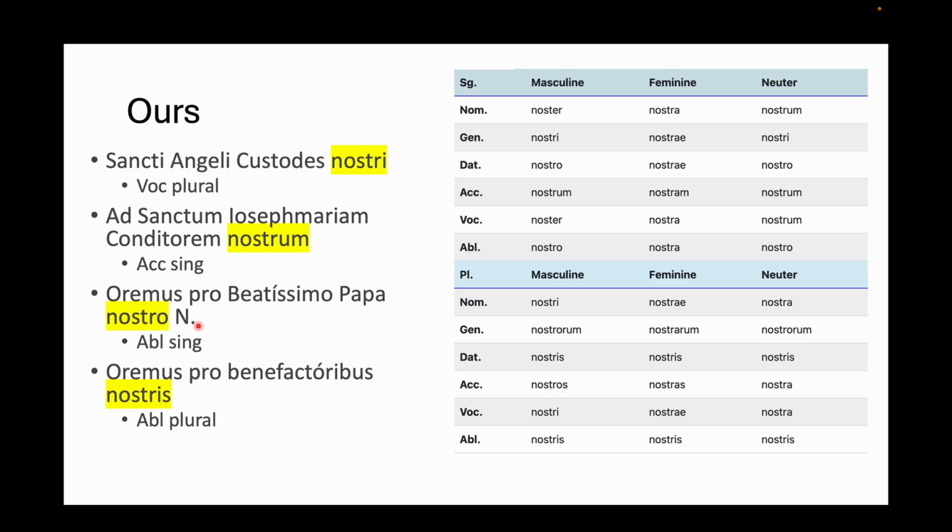Papa Nostro Francisco, this is in an ablative, and ablative singular is nostro, and then benefactoribus is an ablative plural. So we go down here, and we can see that an ablative plural is nostris, right? So it all kind of matches up.